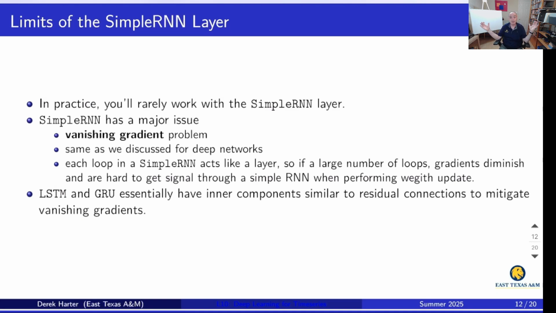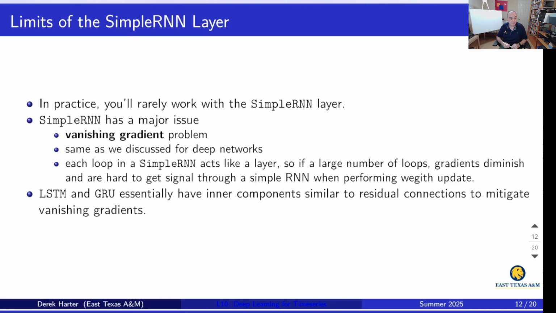So again, I mentioned the idea of unrolling. If I have a sequence of 120, that's conceptually as if I have 120 layers that you'd have to pass the gradients through. So they will rapidly run into the vanishing gradients problem if you're using simple RNNs on any kind of time series that has more than a few items in the sequence. So yeah, each loop acts as a layer.